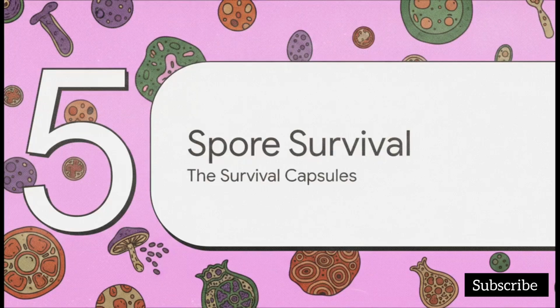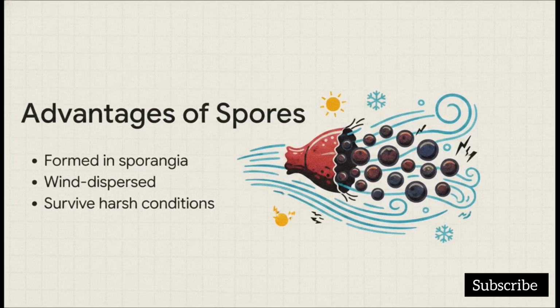Moving to Section 5, Spore Survival, the survival capsules. Look at how bread mold, specifically an organism called Rhizopus, reproduces. It uses spore formation. Spores are these tiny reproductive structures that develop safely inside a protective casing called a sporangium. When that casing bursts, the spores are released.